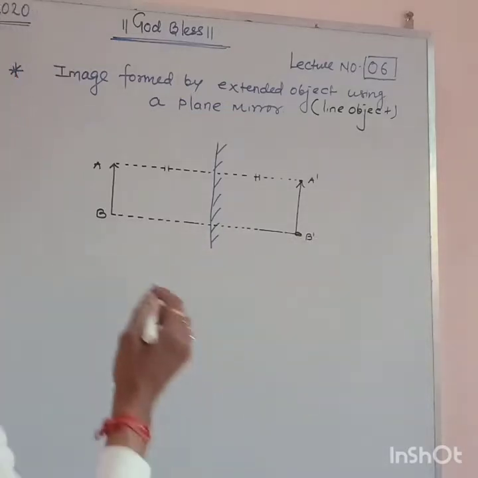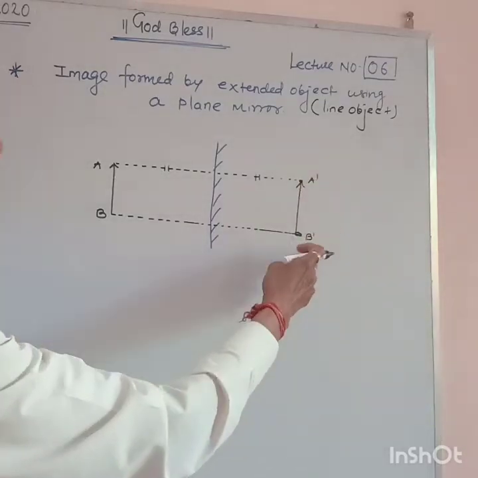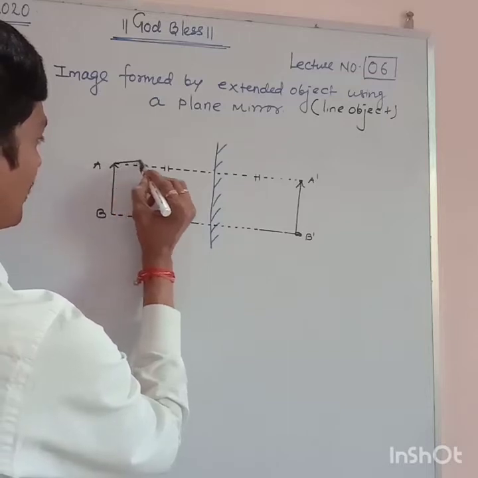Now, next part. Look at the ray diagram, whether it is really forming an image at A dash and B dash. Now from A, let the ray of light go like this.